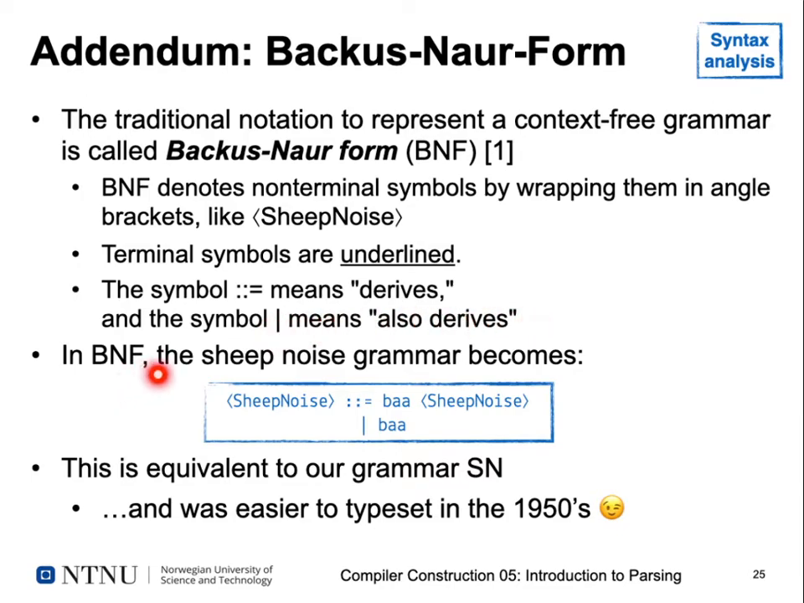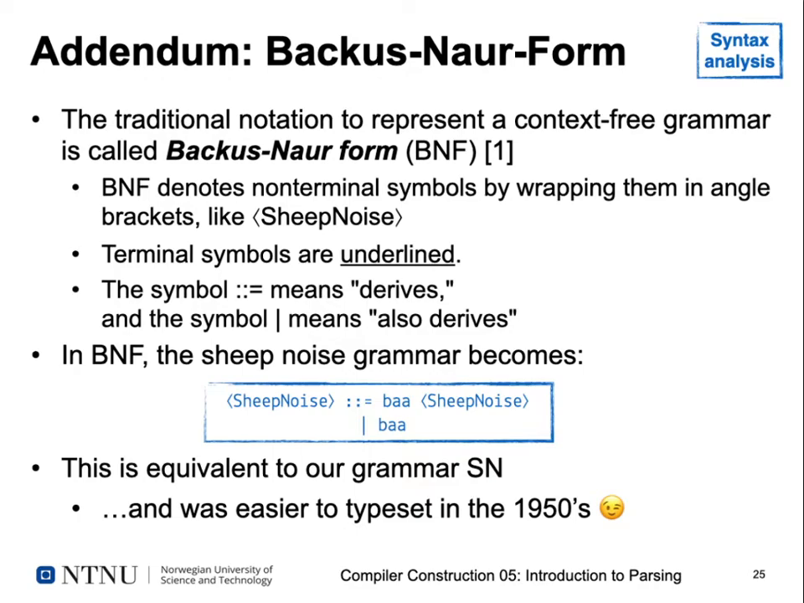So in BNF, our sheep noise grammar becomes this one here, where we must notice that there's an underline missing for the bar characters in our slides here. So just imagine there would be an underline. If you see some papers or some grammars specifying it using this, this is the Backus-Naur form that was introduced, but this is just another way of writing grammars, which is absolutely equivalent to the way we use in our slides here.